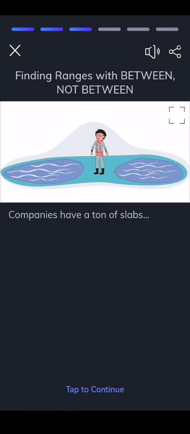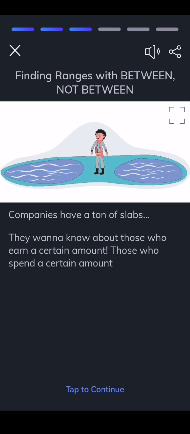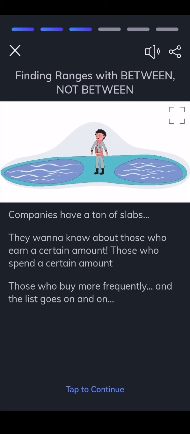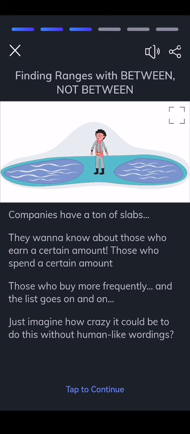Companies have a ton of slabs. They want to know about those who earn a certain amount, those who spend a certain amount, those who buy more frequently, and the list goes on and on. Just imagine how crazy it could be to do this without human-like wordings.